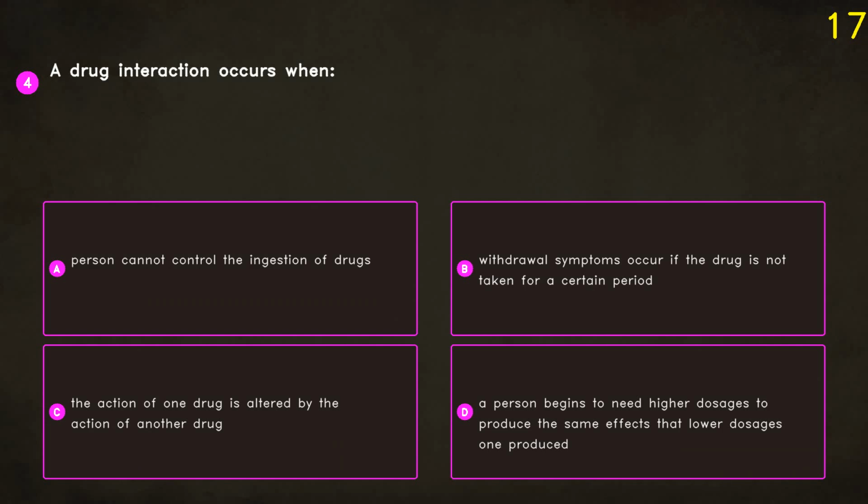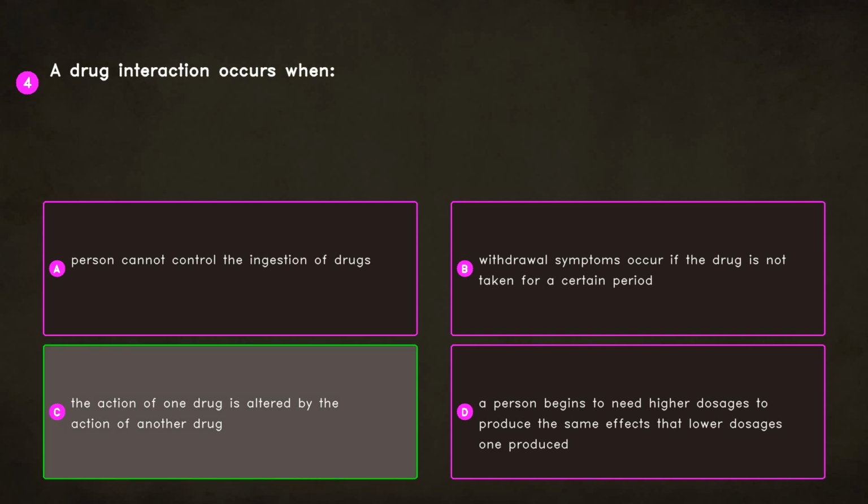Question 4. A drug interaction occurs when A. A person cannot control the ingestion of drugs. B. Withdrawal symptoms occur if the drug is not taken for a certain period. C. The action of one drug is altered by the action of another drug. D. A person begins to need higher dosages to produce the same effects that lower dosages once produced. The correct answer is the action of one drug is altered by the action of another drug.